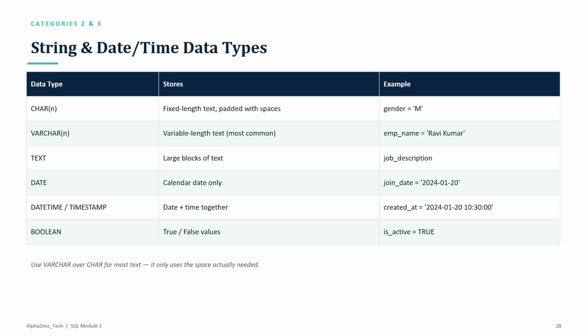Slide 34. String and date-time data types. Char with a fixed length stores fixed length text, padded with spaces, like gender equals M. Varchar is variable length text, and it's the most common, like emp_name equals Ravi Kumar. Text stores large blocks of text, like a job description. Date stores just the calendar date, like join_date. Datetime or timestamp stores date plus time together. Boolean stores true or false, like is_active.